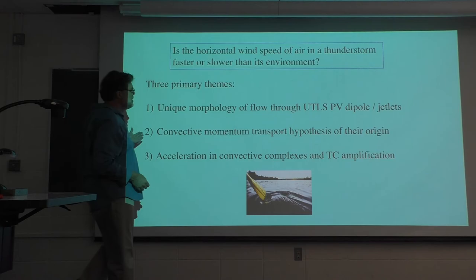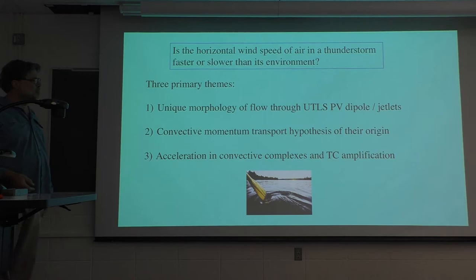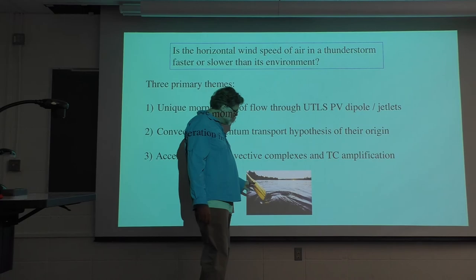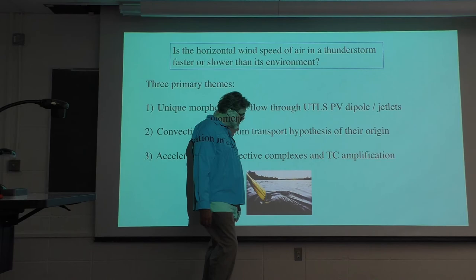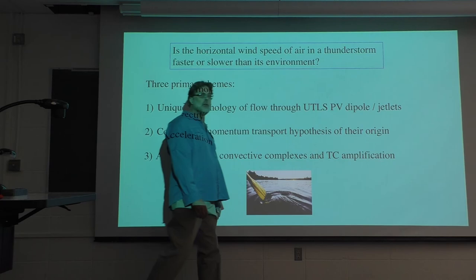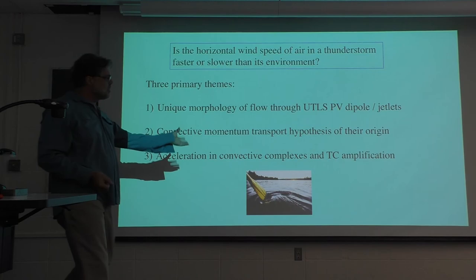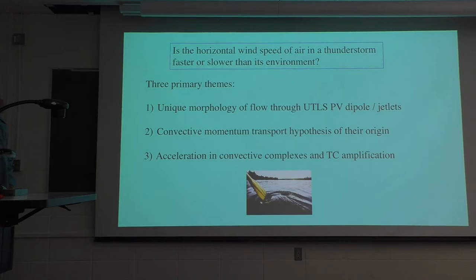The second main theme is a new way of looking at this in terms of convective momentum transport. This is our hypothesis for their origin. I'd like to draw your attention to this figure. Here somebody took a paddle and went that way in the water, and what you have then is a jetlet in between two counter-rotating vortices. If you have a jet, you have a dipole in vorticity. If you turn that upside down, I'm hoping you'll accept this as an analogy: an updraft moving at a different speed than the lowest stratosphere will scrape the stratosphere and excite two counter-rotating vortices. So spend some time on that.